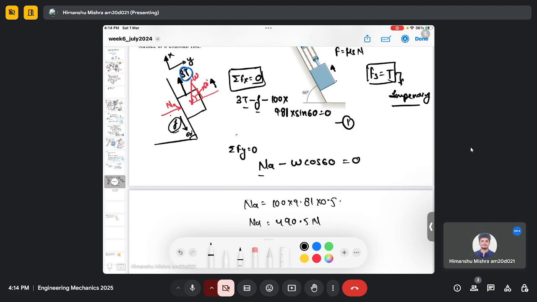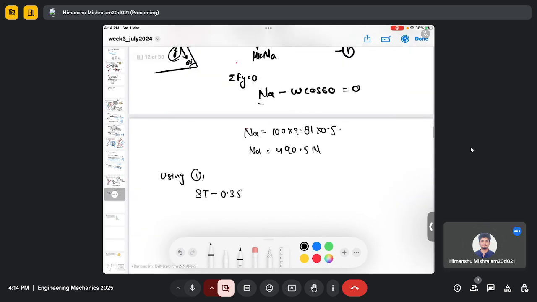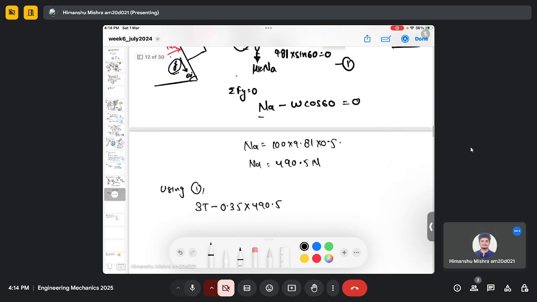So this F can be written as mu k NA. Then I can use equation 1, because the only unknown is now T. Using 1, we have 3T minus mu k NA, mu k is 0.35, N is 490.5, minus 100 multiplied by 9.81 sine 60 equals 0. 490.5 multiplied by 0.35 is 171.675, minus 849.57 equals 0.